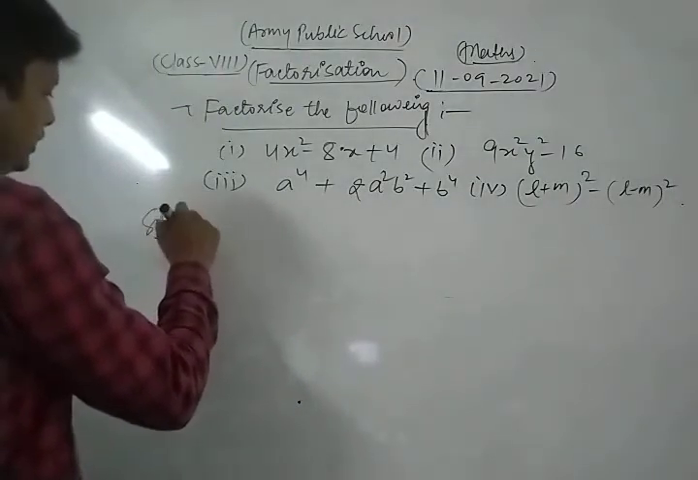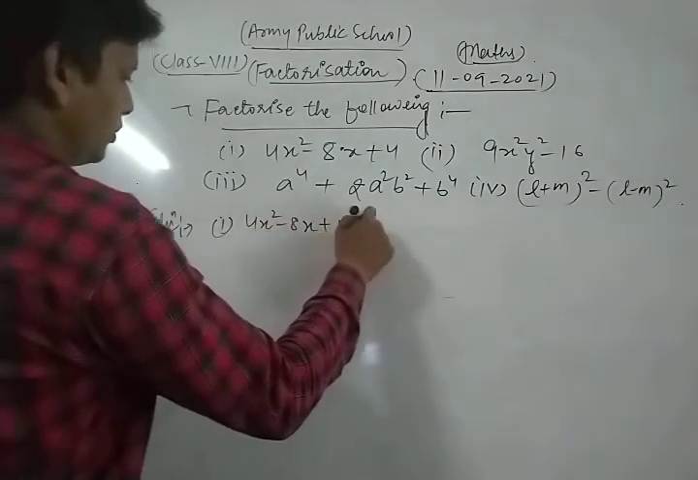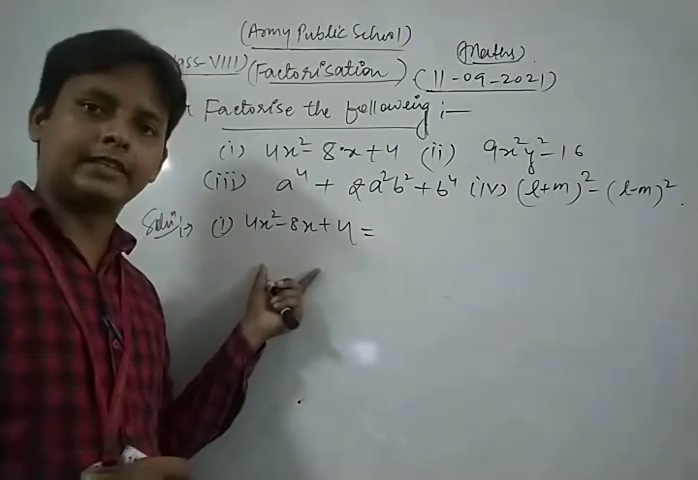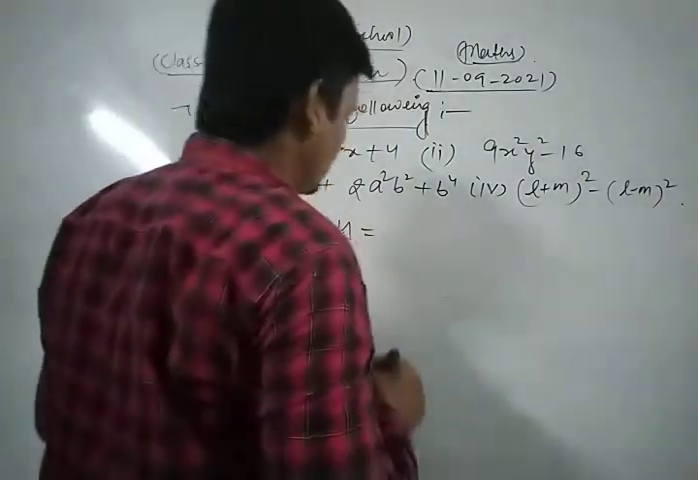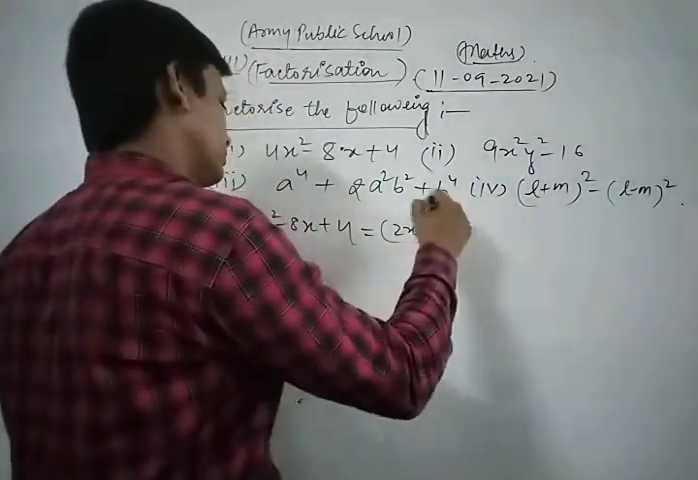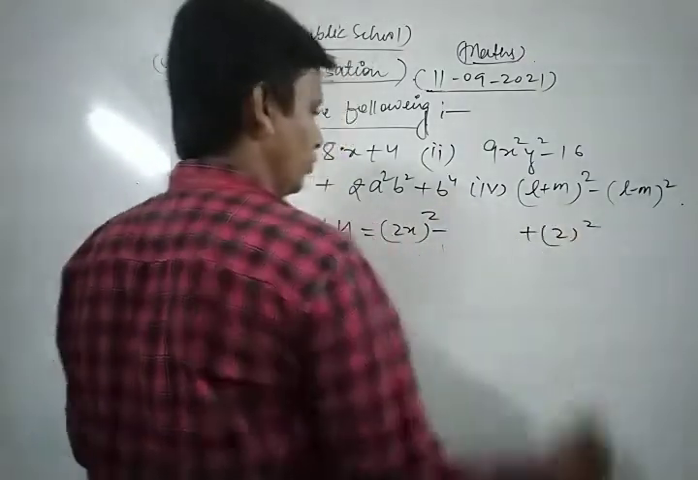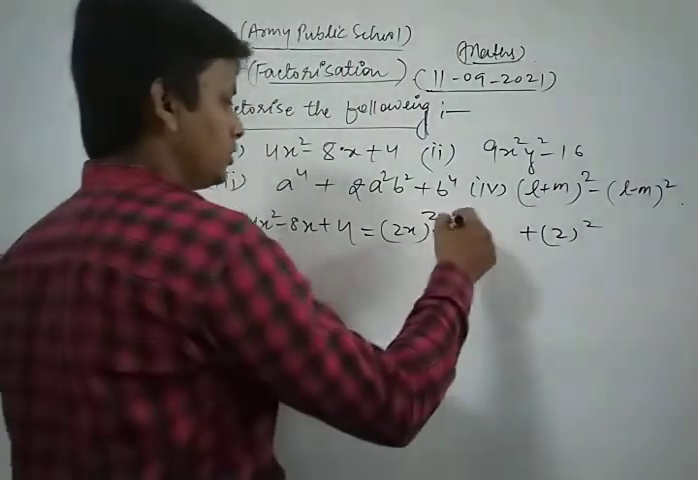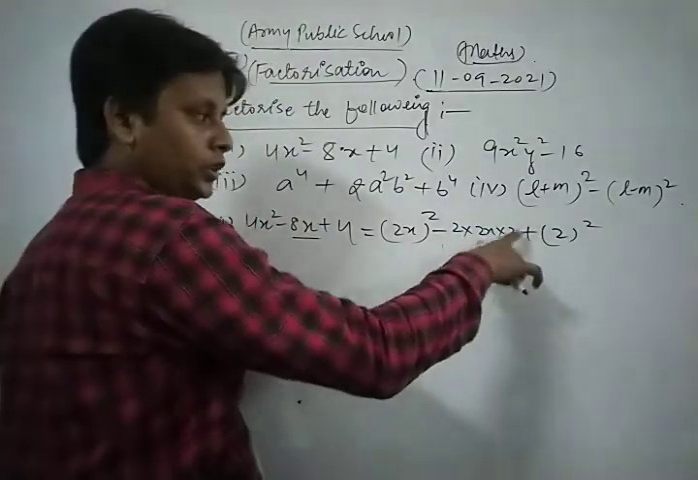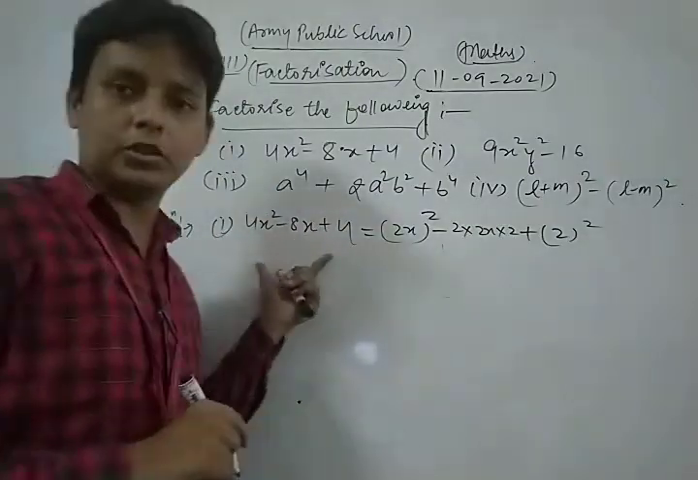So first of all, we take and solve the first part of this question, which is 4x square minus 8x plus 4. So we can arrange it using the identity. Now look. First of all we write 4x square as (2x) square, and we write 4 as 2 square, and 2ab means 2 into 2x into 2. Now we split 8x in the form of 2 into 2x into 2. Okay, so we can arrange this expression in this way.